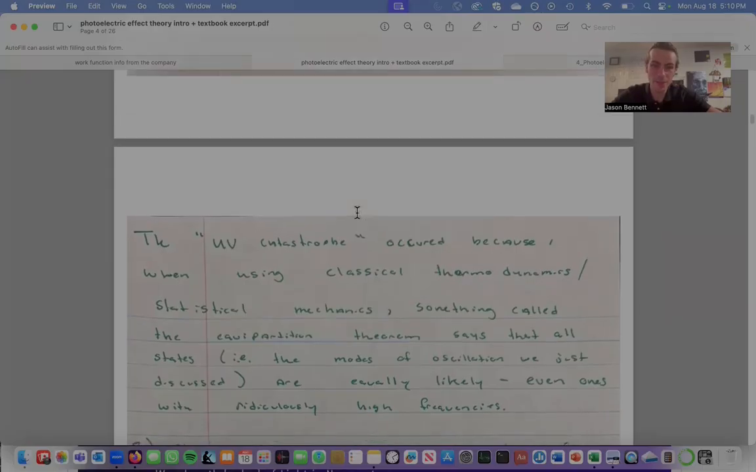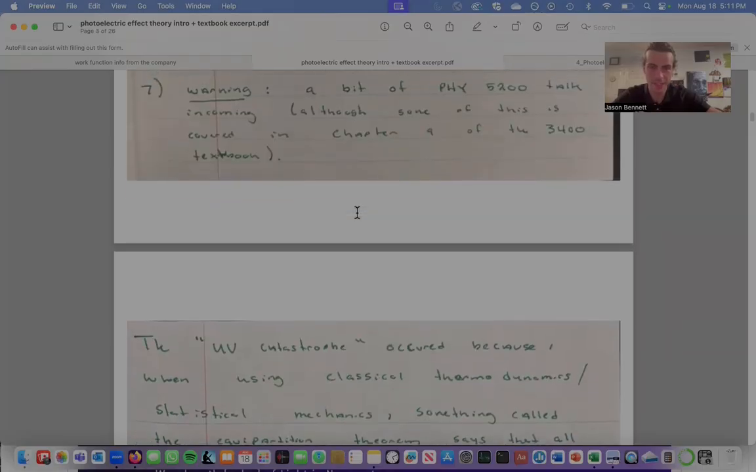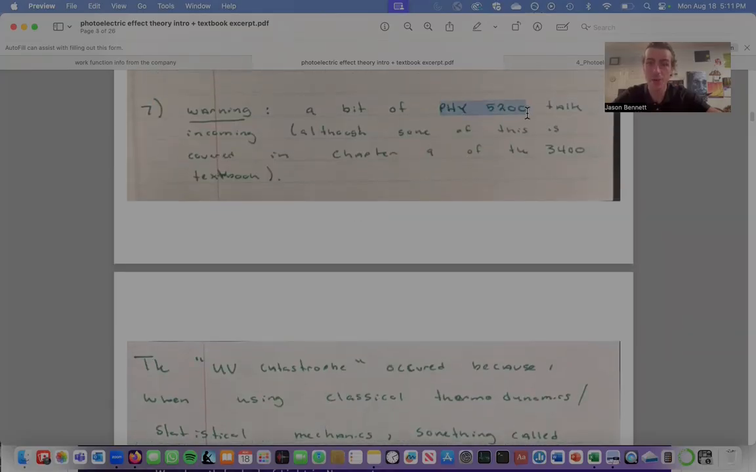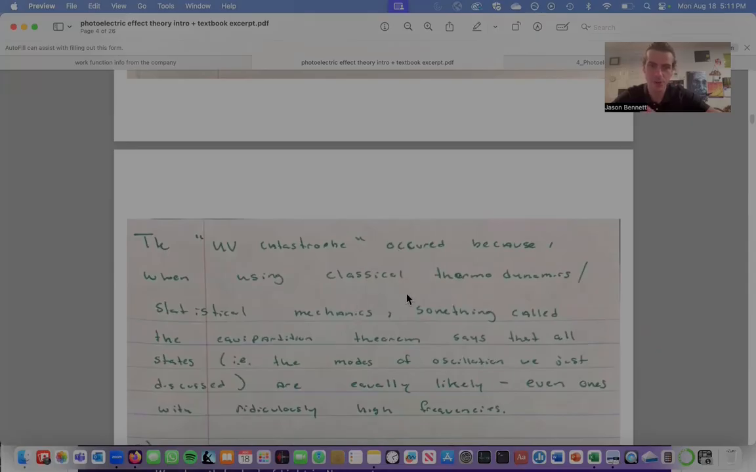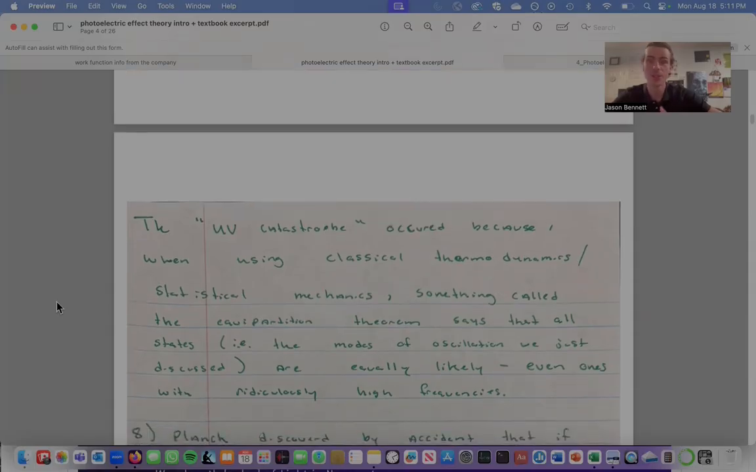What do I mean by that? The UV catastrophe basically occurred because when you're working with classical thermodynamics or statistical mechanics, and again, that's a subject of another course later on in the sequence, there is some mention of these topics in chapter 9 of the physics textbook. I didn't include that one there because it goes too much into the weeds, but basically, there is something in classical thermo or stat mech that is called the equipartition theorem. And it tells us that all the different possible states of a system, in our case, the modes of oscillation that we were just talking about with the matter on the wall, are equally likely, even ones with ridiculously high frequencies.